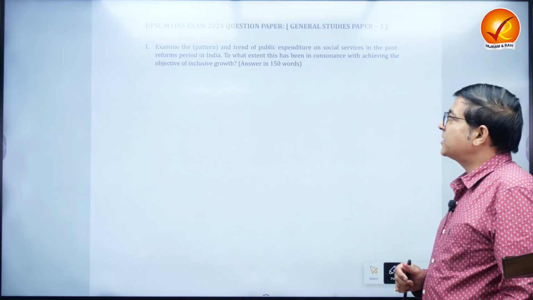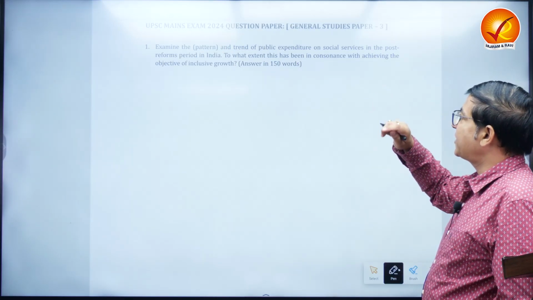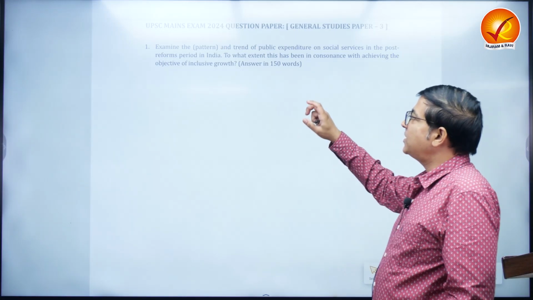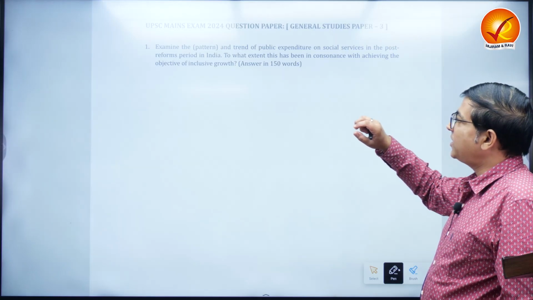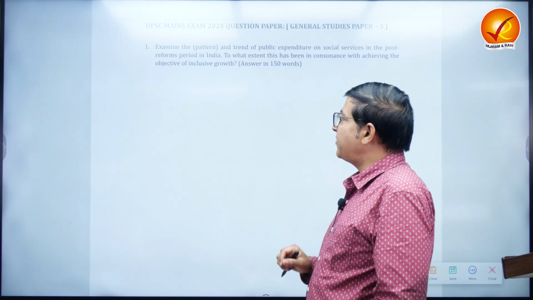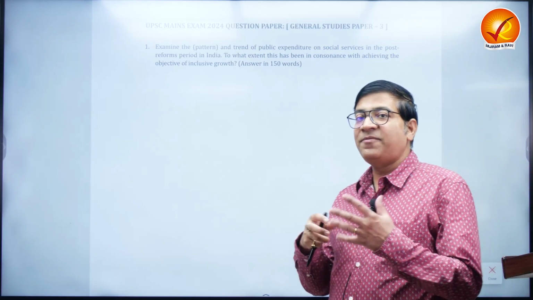Look at the first question. Examine the pattern and trend of public expenditure on social services in the post-reforms period in India. To what extent has this been in consonance with achieving the objective of inclusive growth? You have to answer in 150 words. First of all, look at the question. It itself has 2 parts.